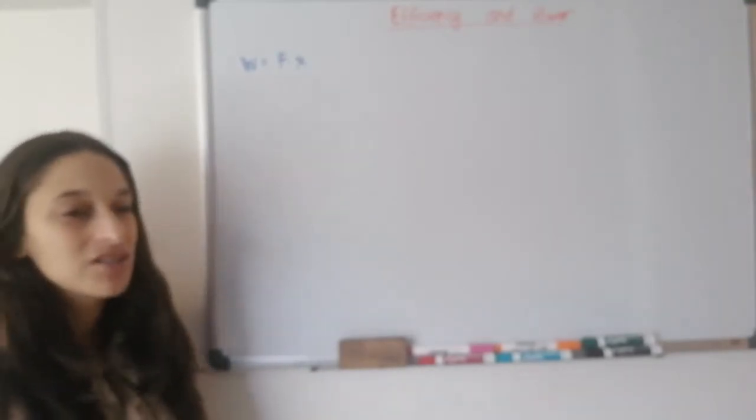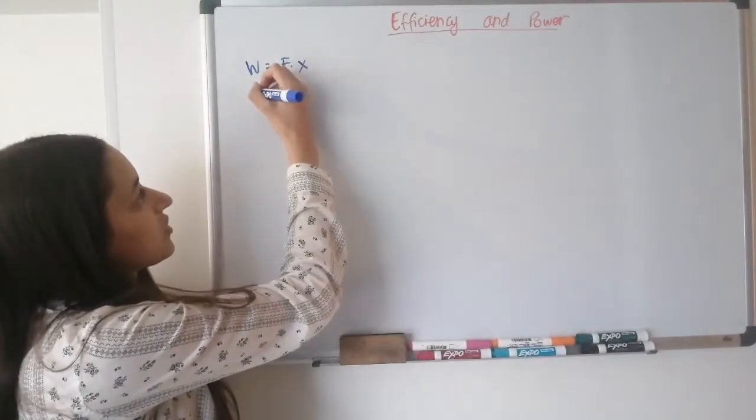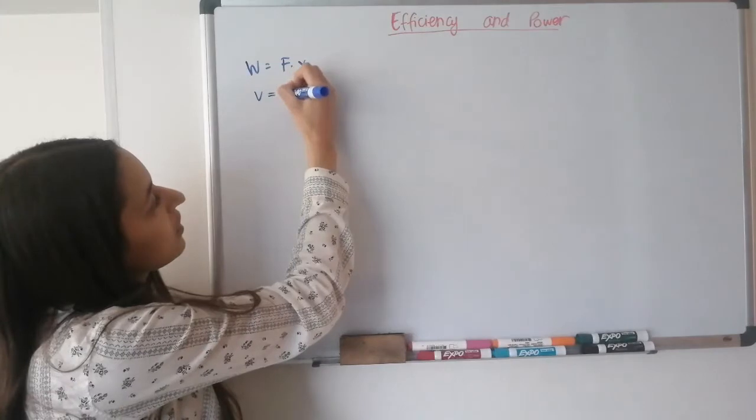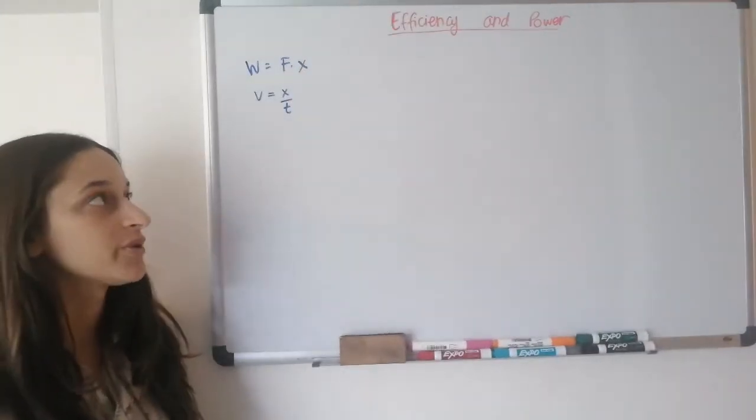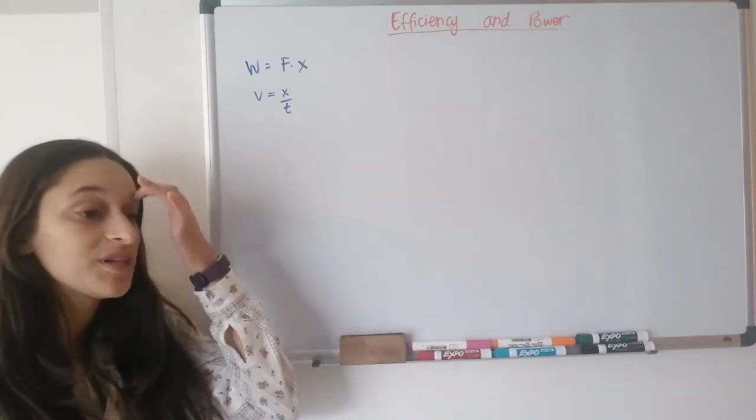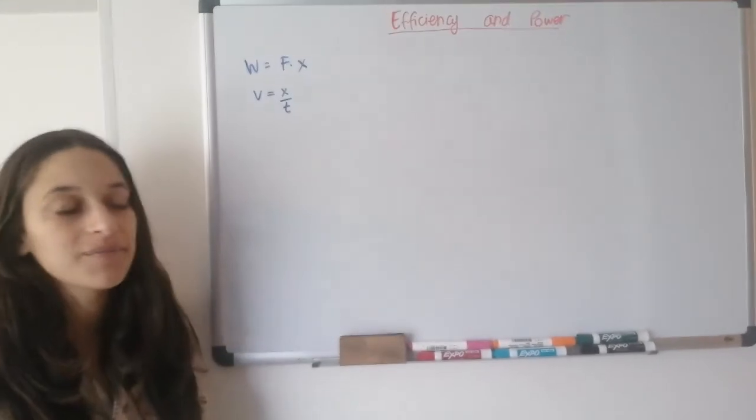And another equation that we saw ages ago, but that can be helpful today, is the equation for speed. So speed was distance over time, when we have a constant speed with no acceleration. So these two equations we'll be using in a second. But first I wanted to get to the concept of efficiency.